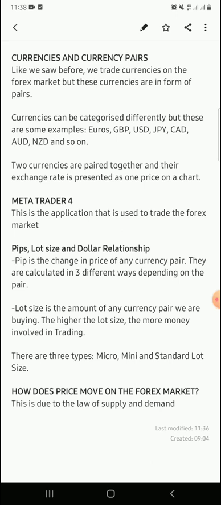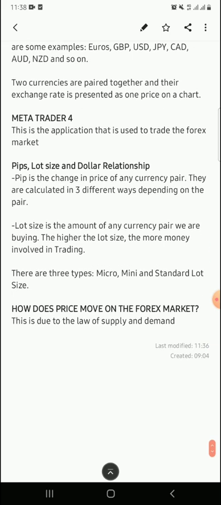Let's say, for example, the euro/USD that we saw. Let's say we want to find the difference between one price that's at the top and one price below. Whatever you get after subtracting those two is what we now call a pip. That pip is what determines how much we can make from the price movement of any chart. We'll be learning more on that as time goes on.